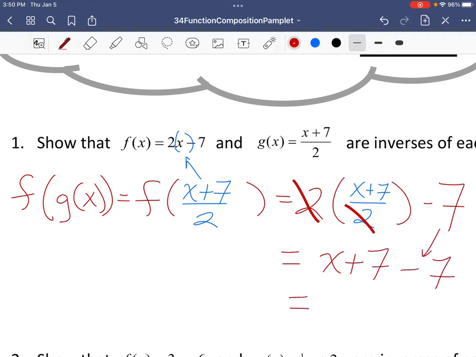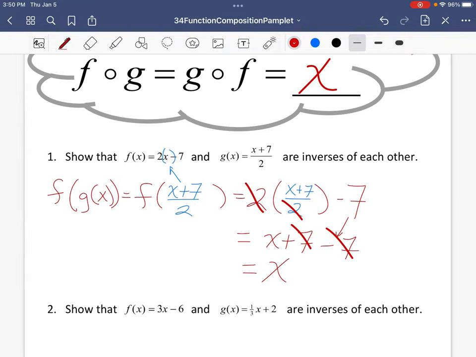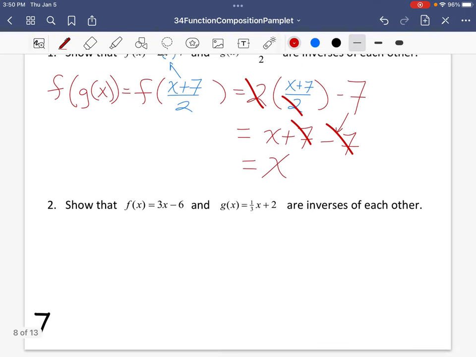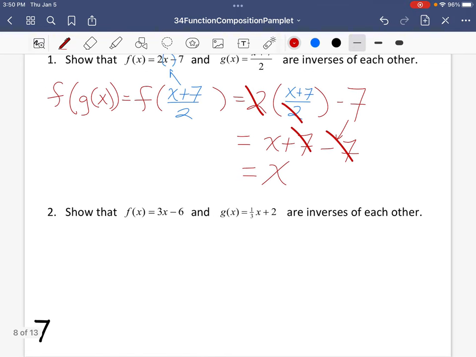I still have my minus 7, which is perfectly going to cancel out with the existing 7, and I get x. That means that these are inverses. I did function composition, and they canceled to be x. You try. And just so you can try it the other way, see what happens if you do f of g.